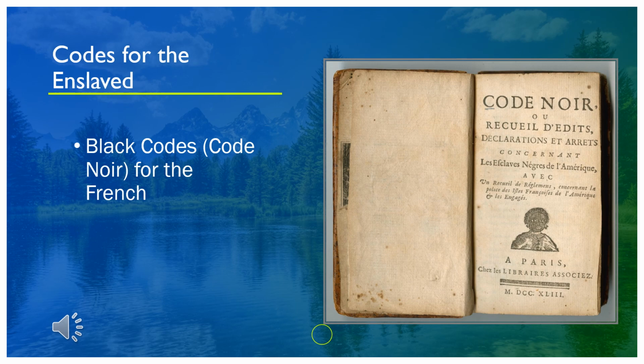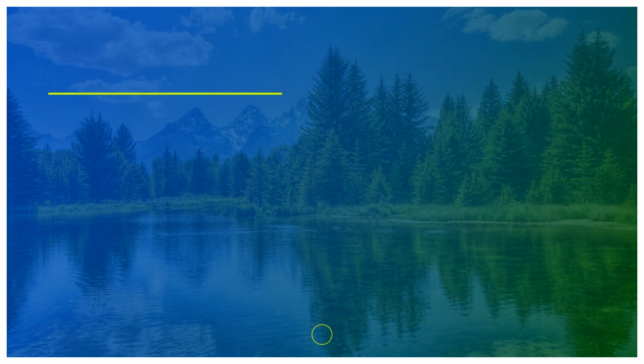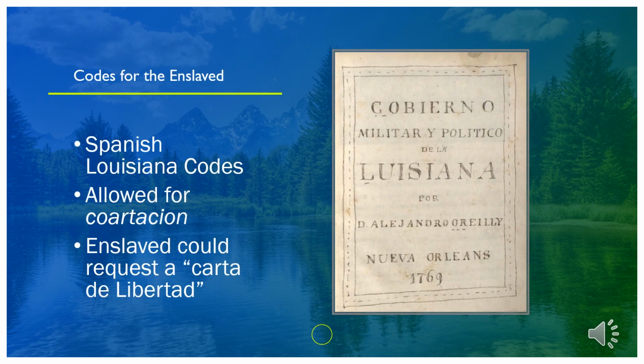They were some of the most oppressive codes for enslaved throughout the Americas. And although they granted some legal rights to free African descendants, it also limited their equality in terms of access to wealth. The Spanish also had codes for enslaved individuals, especially in Louisiana.